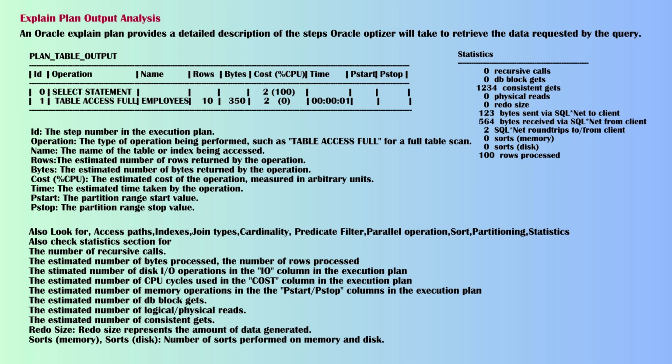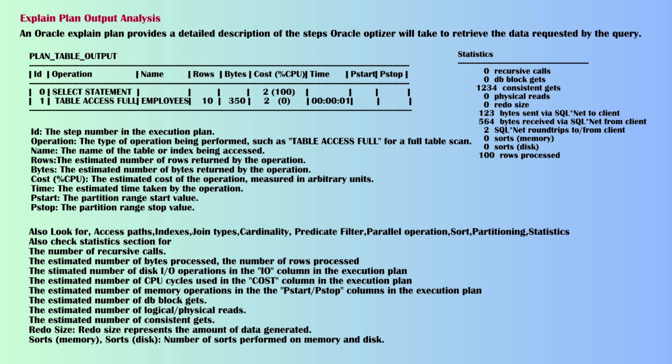Oracle Explain Plan provides a detailed description of the steps Oracle will take to retrieve the data requested by the query. The optimizer considers various factors, such as the available indexes, the size of the tables involved, and the complexity of the query, to determine the optimal execution plan.